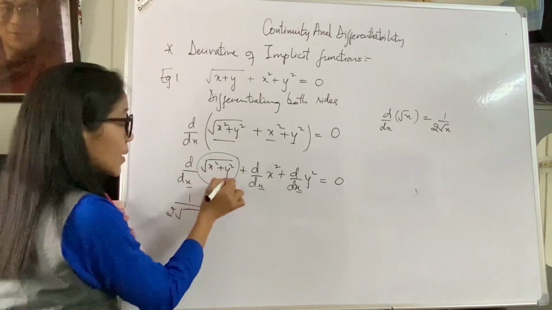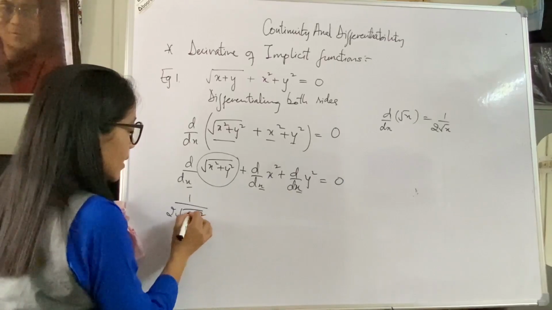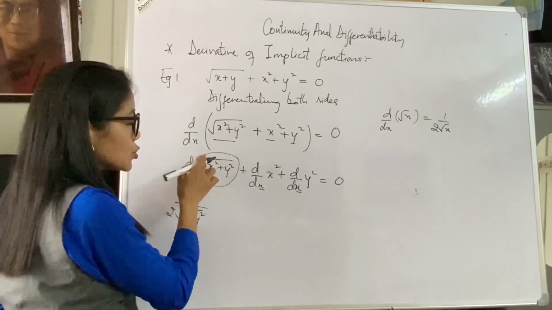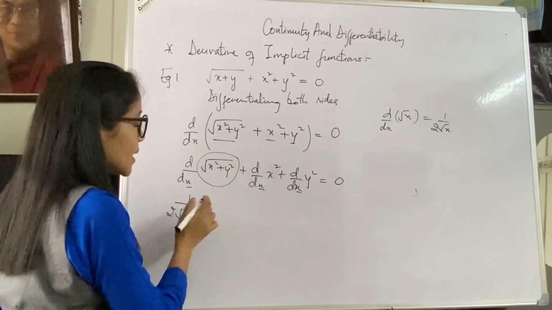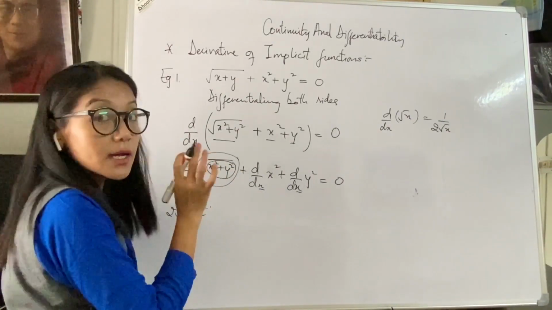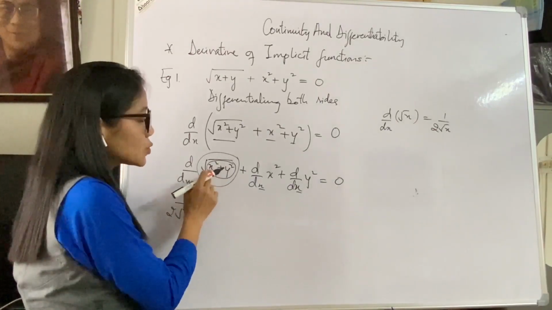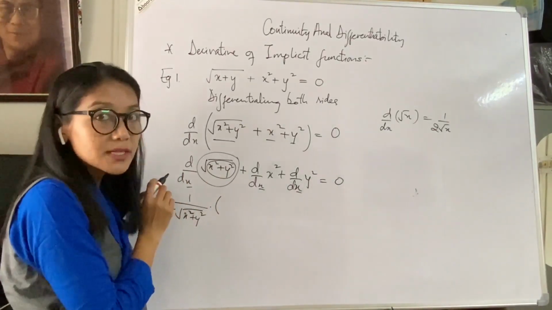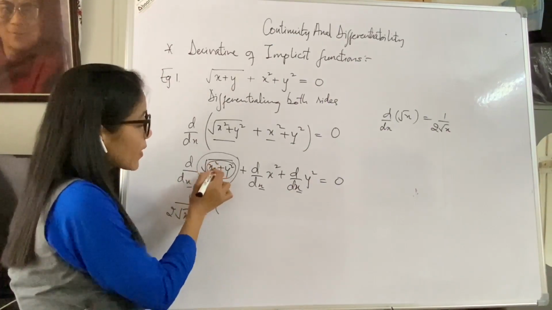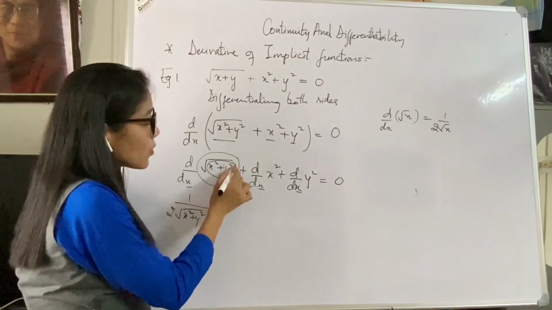Now in this case, my x under root term is x square plus y square. Here I'm applying the chain rule. So first you will differentiate this whole term, and then you have to differentiate the inside term, which is the sum of two terms. So you have to differentiate it term by term. What is the derivative of x square? It is 2x, plus. What is the derivative of y square?